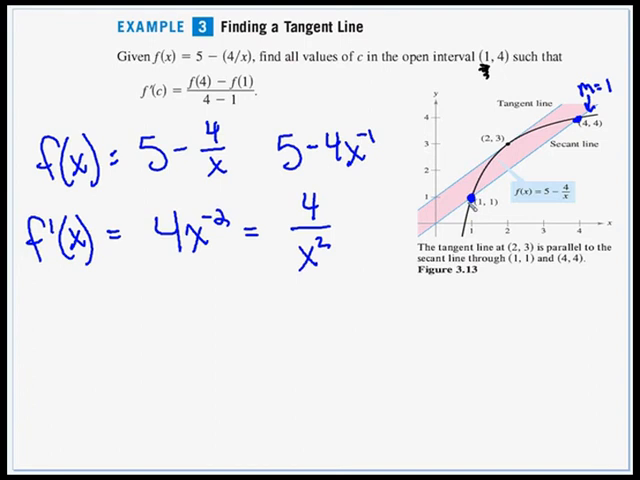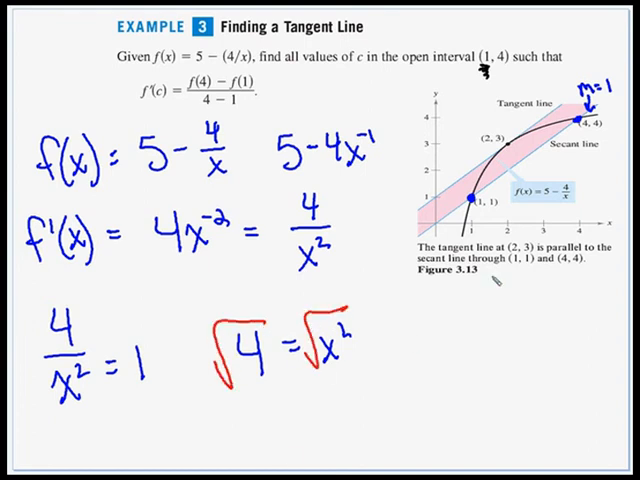But now our endpoints are not equal. F of a is not equal to f of b. So I'm going to take this derivative, and I'm going to set it equal to the slope we found between the endpoints, 1. And I'm going to solve for x. First, multiply each side by x squared. 4 equals x squared. To find x, I take the root of each side, and I'm going to have x is equal to plus or minus 4, positive or negative 4.